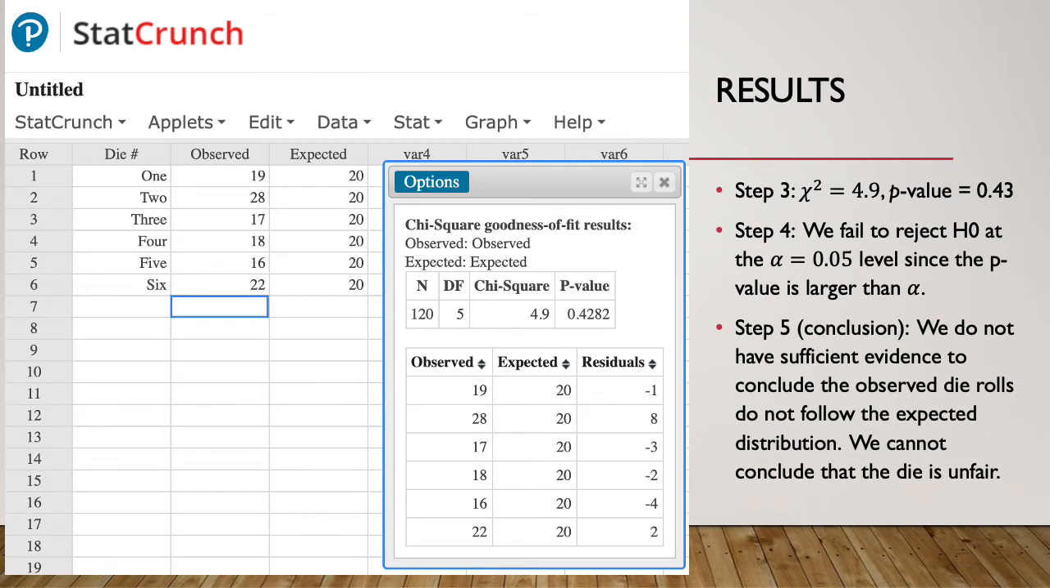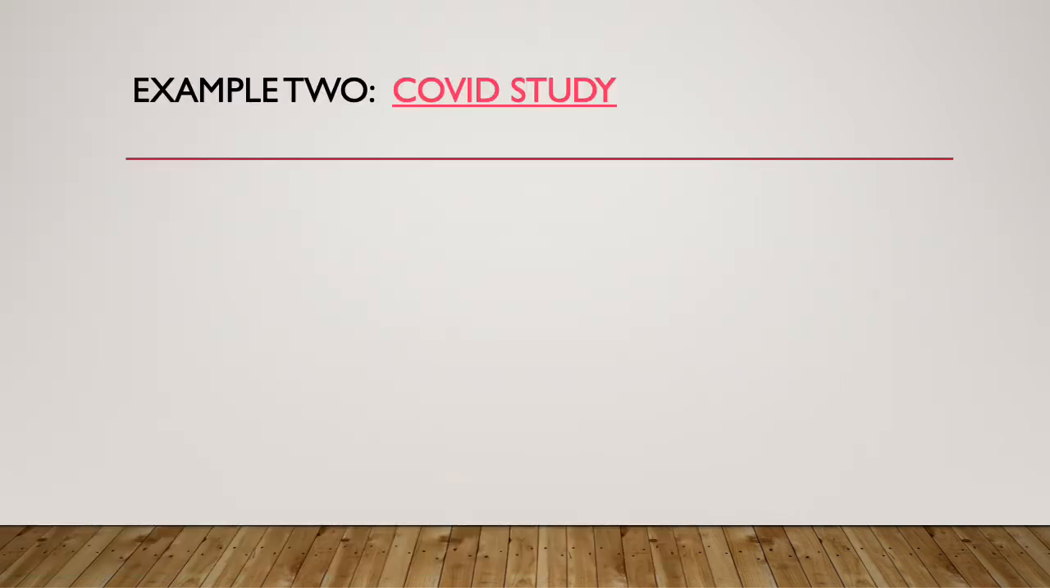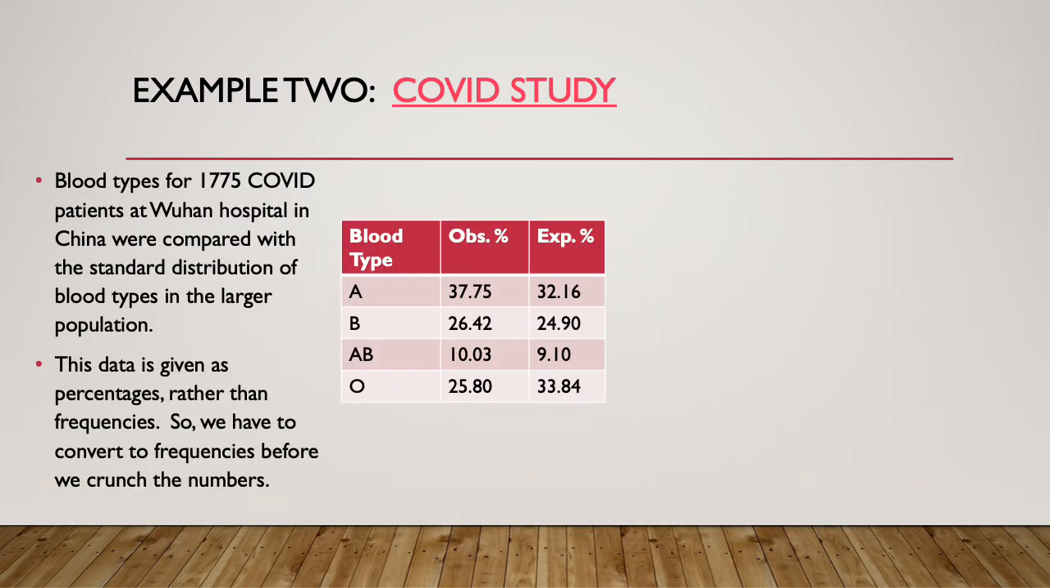Let's do another example. All right, let's talk about an actual study done in China on the COVID virus. Doctors there noticed that certain blood types seem to be more susceptible to becoming ill from the coronavirus than others. And they collected some data from 1,775 COVID patients, those who tested positive. And this table shows the observed percentages and expected percentages.